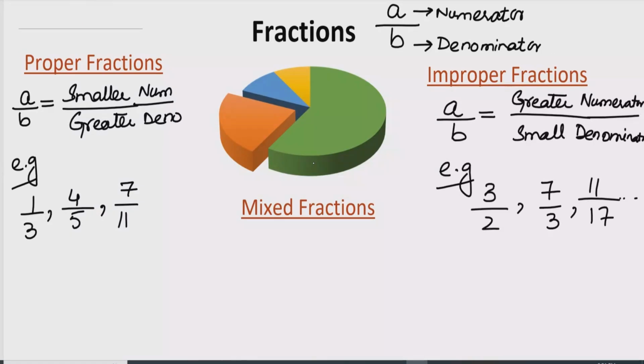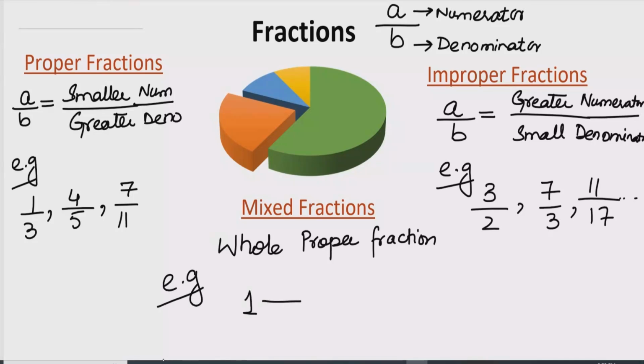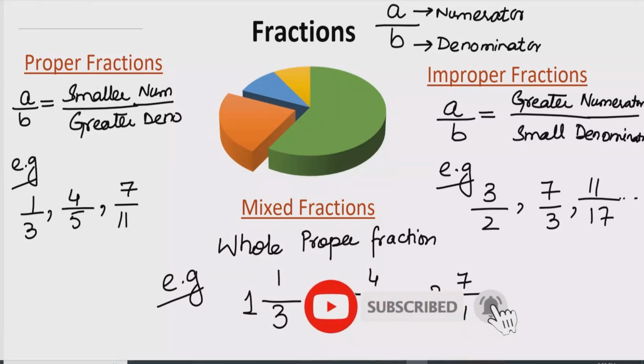If we talk about the mixed fraction, so mixed fractions are basically the combination of the whole number and proper fraction. And we know that the proper fractions are if numerator is smaller than denominator. So it's called proper fraction. So examples of mixed fraction are like 1 and the proper fraction 1 upon 3. You can say next to 3 and proper fraction is 4, 5, 2, 7 upon 11. So these are the examples of the mixed fraction.